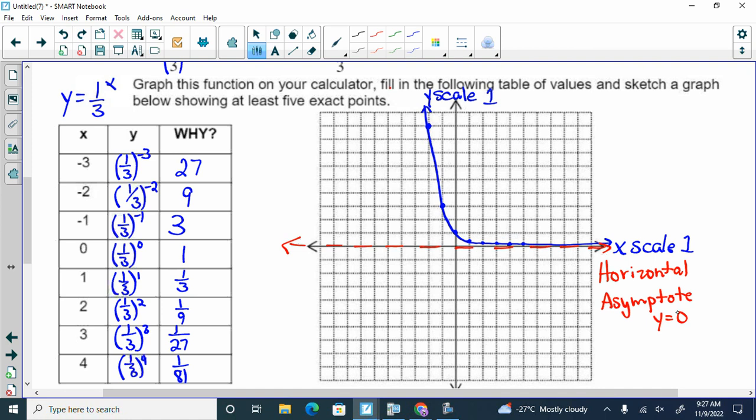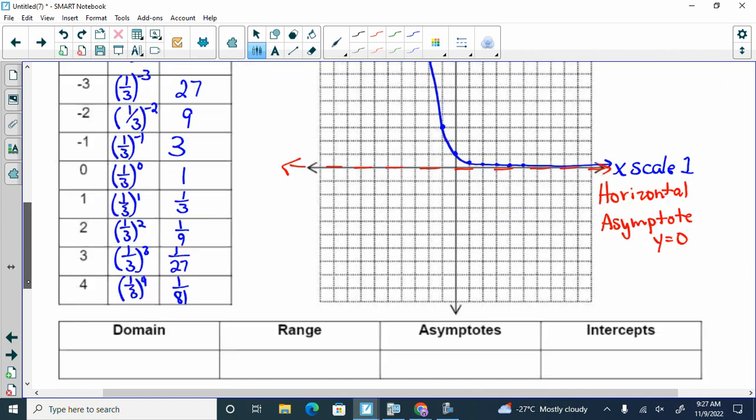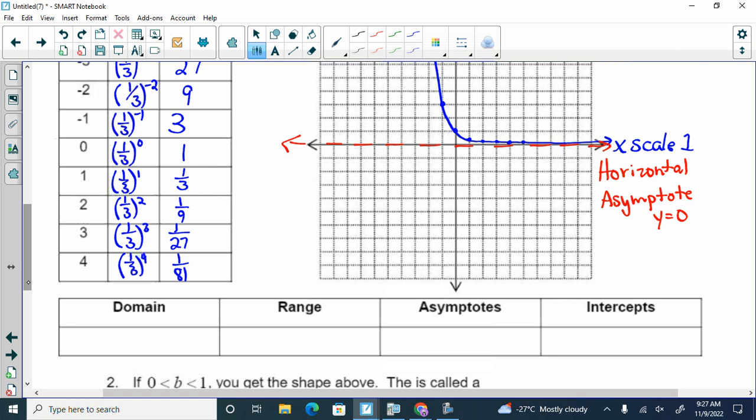Because it's just a reflection of the tripling graph, right? What's the domain of this graph? Yeah, it just keeps going on this way forever and this way forever. So in set notation, it would be x such that x is an element of the reals. In interval notation, it'd be negative infinity to positive infinity.